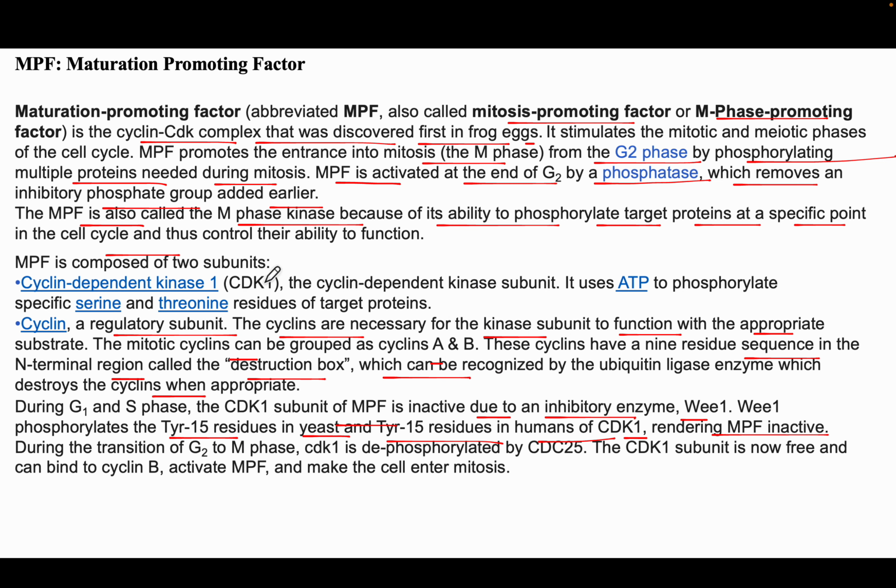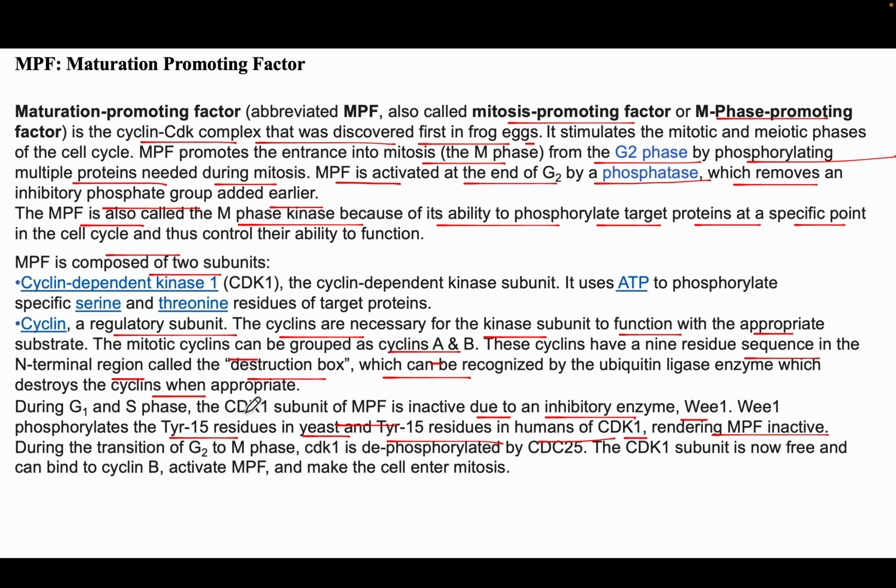Now, how is MPF composed? MPF is composed of two subunits. One is cyclin dependent kinase 1, CDK1, which uses ATP to phosphorylate specific serine or threonine residues of target proteins. And cyclins are the regulatory subunit. The cyclins are necessary for the kinase subunit to function with the appropriate substrate. The mitotic cyclins can be grouped as cyclins A and B. These cyclins have a 9 residue sequence in the N-terminal region called the destruction box, which can be recognized by the ubiquitin ligase enzyme, which destroys the cyclins when appropriate.